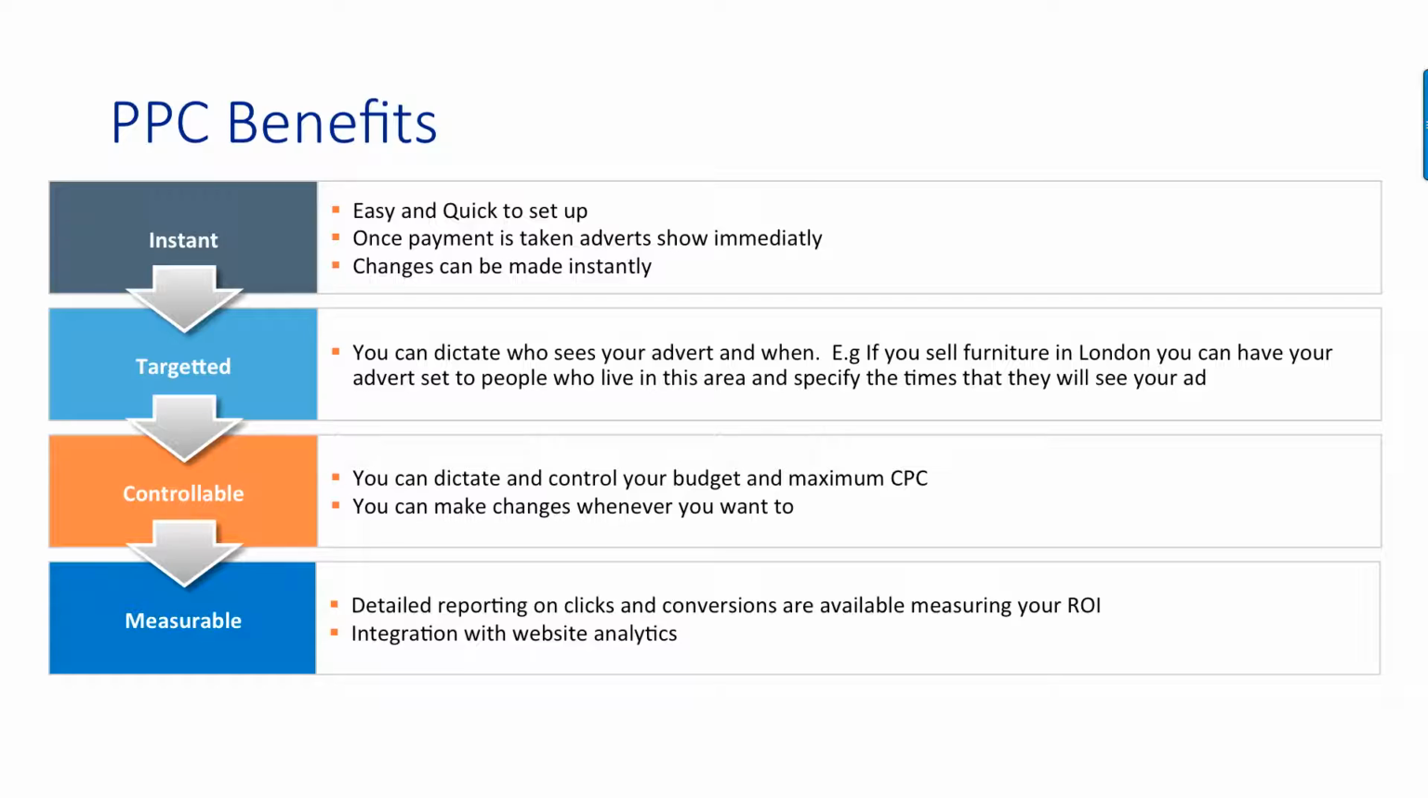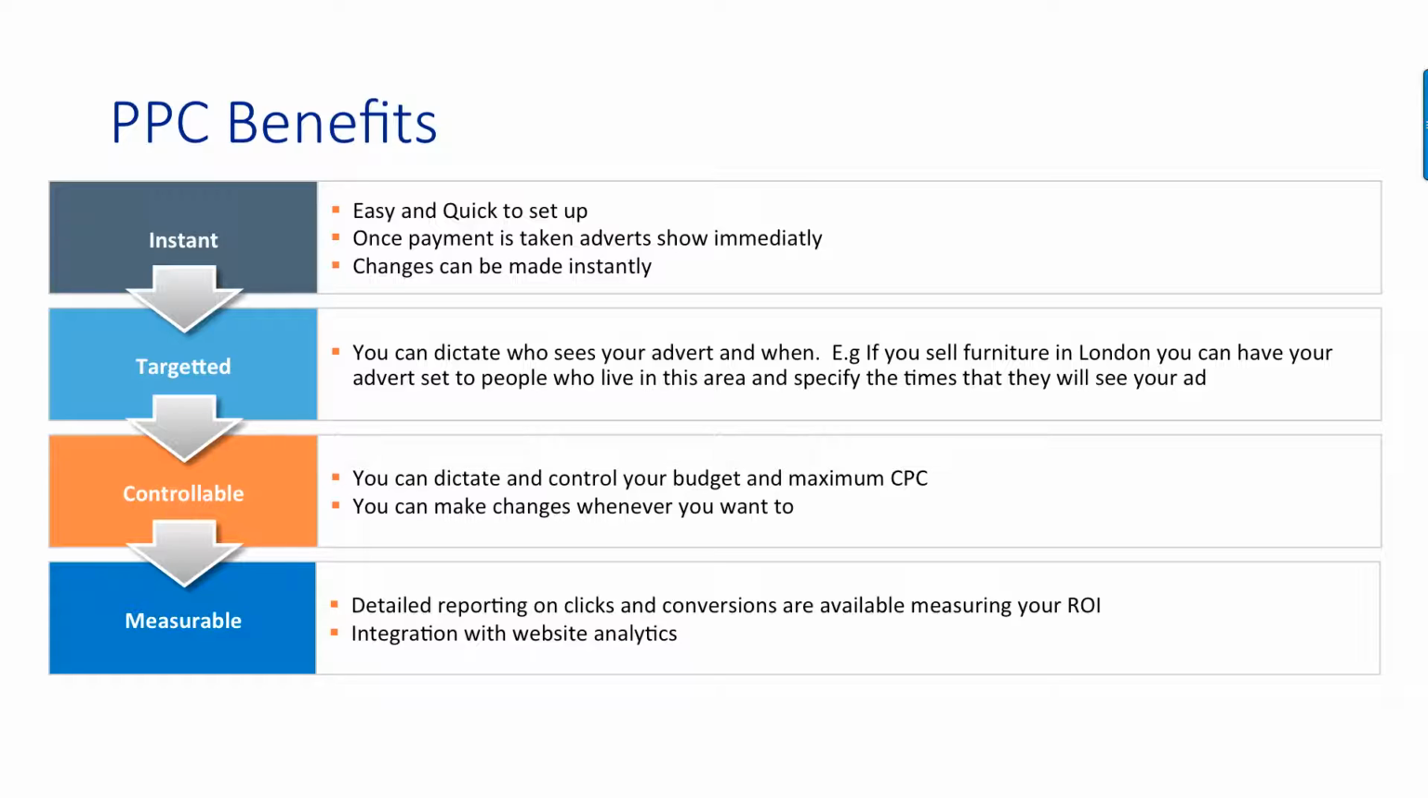So what are the benefits of pay-per-click marketing? It's instant. It's really easy and quick to set up. Once a payment is taken, your ads will show immediately, and you can make changes instantly. Unlike traditional advertising, if something's gone to print and you've noticed a spelling mistake, it can't be easily rectified, whereas in pay-per-click marketing, you can easily change adverts instantly.